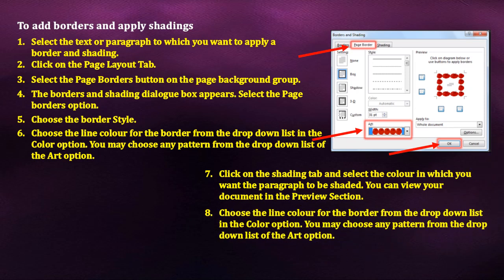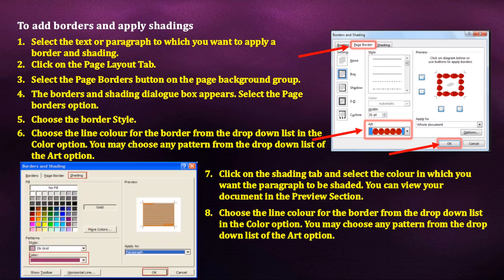Choose the line color for the border from the drop-down list in the Color option. You may choose any pattern from the drop-down list of the Art option. See the image? The first red box shows that it is the Shading tab. It has n number of colors. The second tab shows the color which you have chosen. And then in the last you have to click on the OK button.